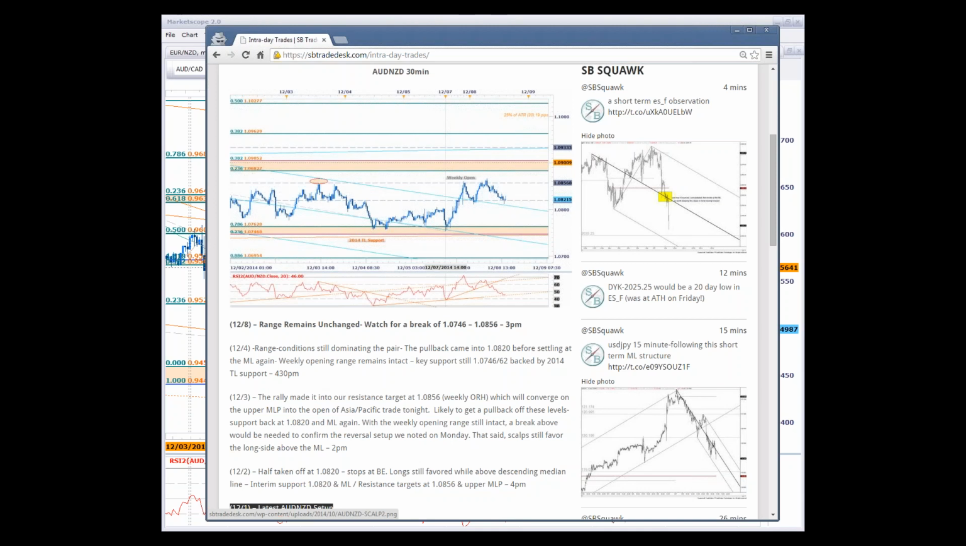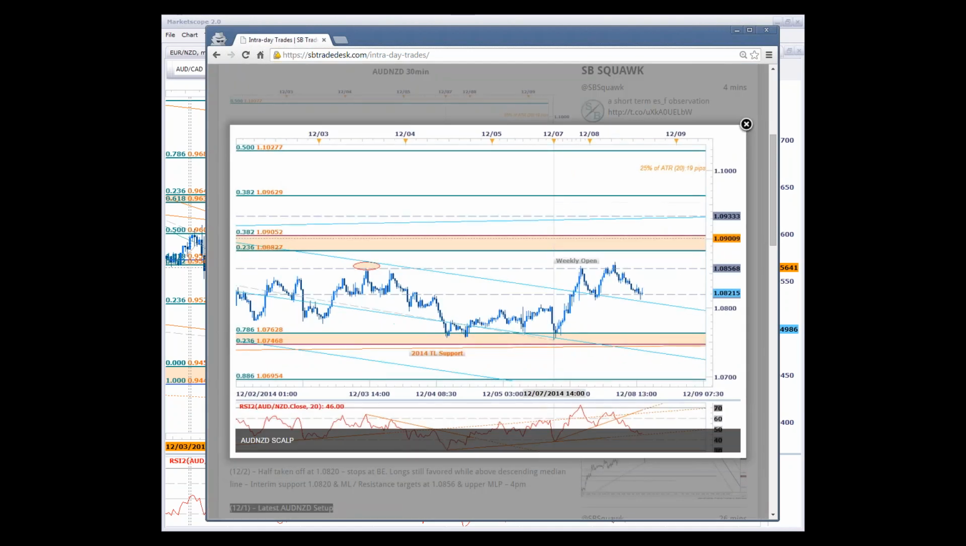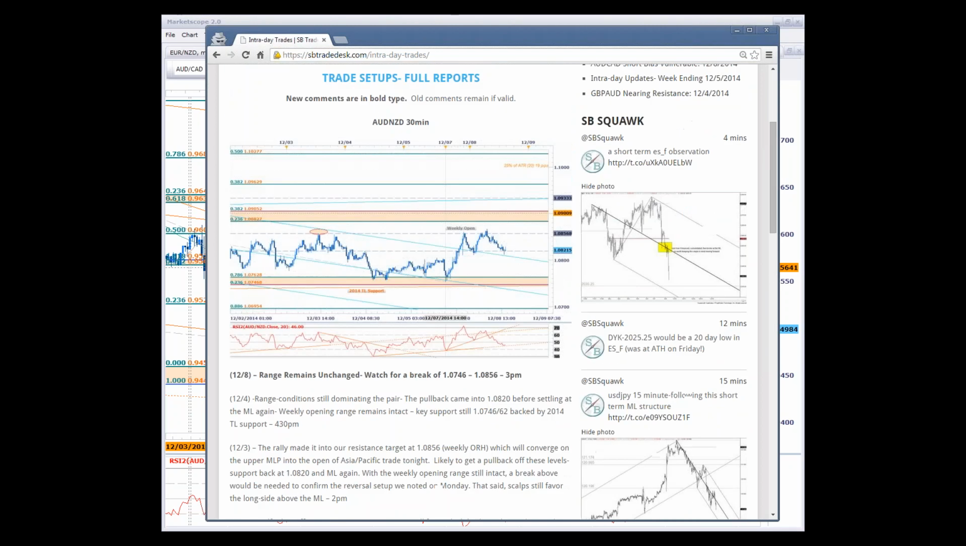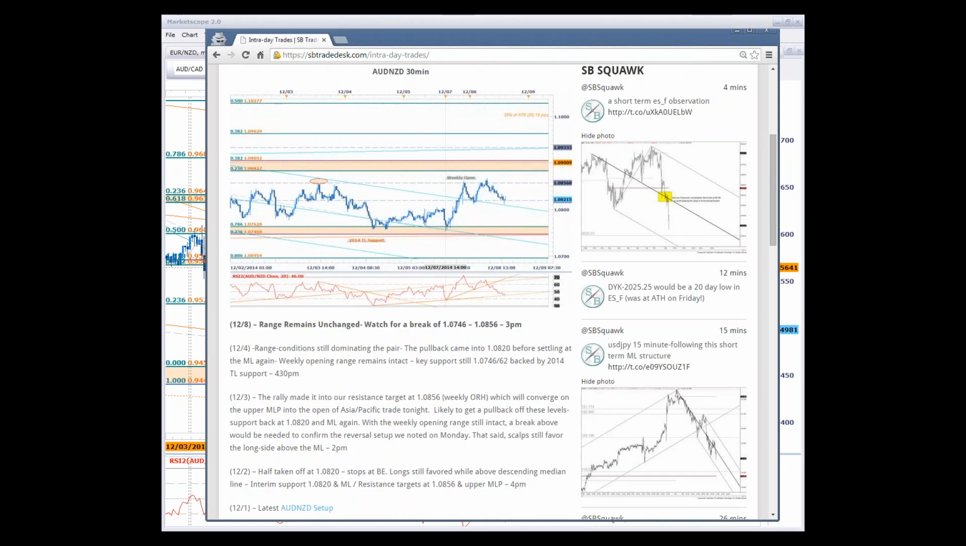So if you're still trading this setup, every time you get those pullbacks into this key region, you're looking for long triggers, and they would have actually panned out pretty well over the last couple of days. But at the end of the day, we need to get that break above the monthly/weekly opening ranges to get this thing going. Okay? So here's what the Aussie Kiwi looks like now.